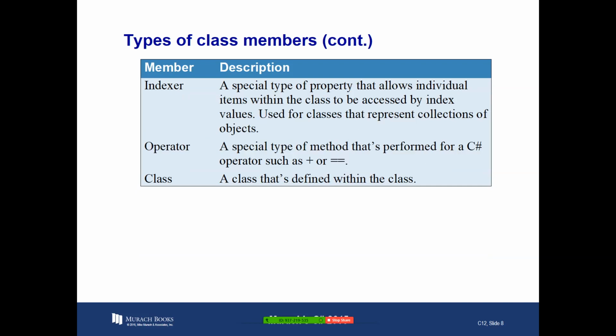We have indexers, which is a special type of property that allows individual items within the class to be accessed by index values, and it's used for classes that represent collections of objects. An operator is a special type of method that's performed for a C# operator, such as the plus sign or double equals, and then we can have classes defined within a class.